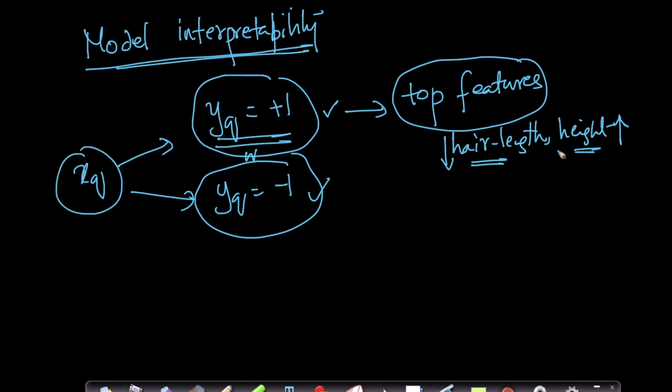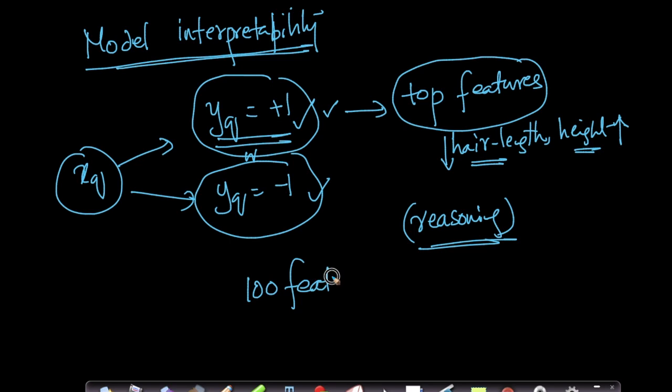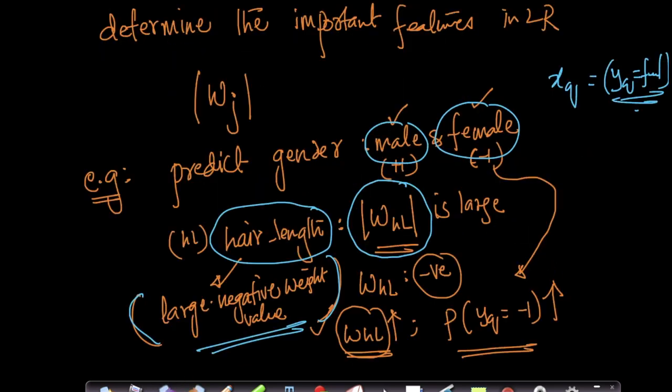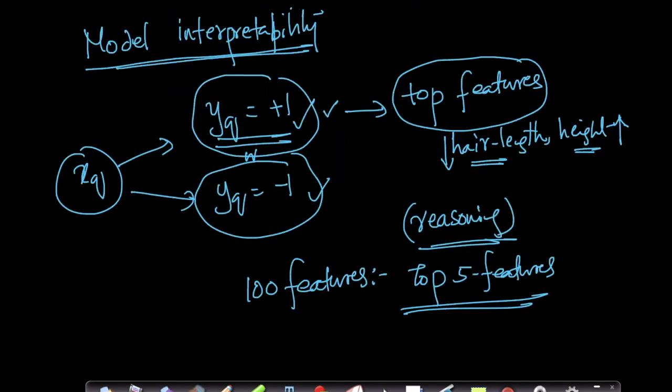So you can actually give reasoning behind your class labels by just using the top features. Suppose you have 100 features. You can just pick the top 5 features or so. And how do you pick the top features? Using the absolute value of the weight vector corresponding to the feature, right? And you can easily give model interpretability.